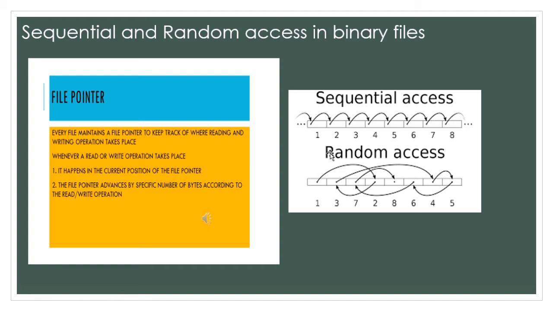Then what is random access? Suppose we are able to jump directly from the beginning of the file to the middle of the file without reading the bytes in between, that is called random access of a file.